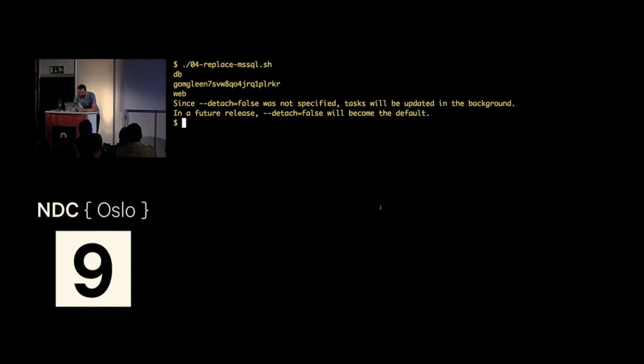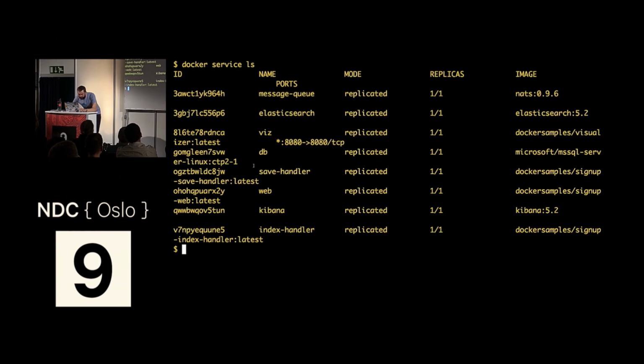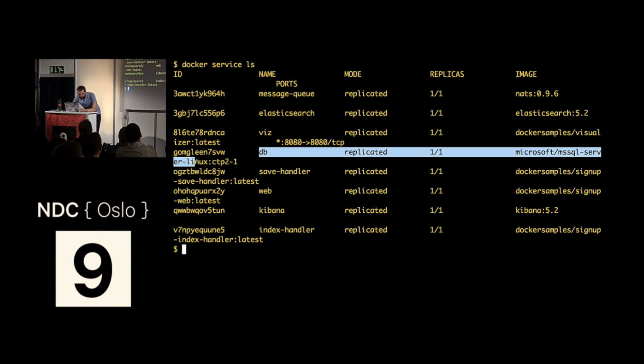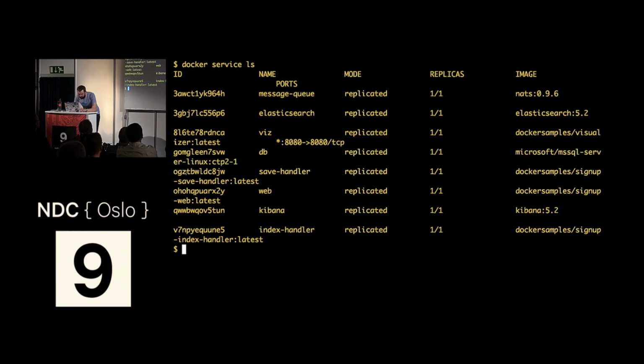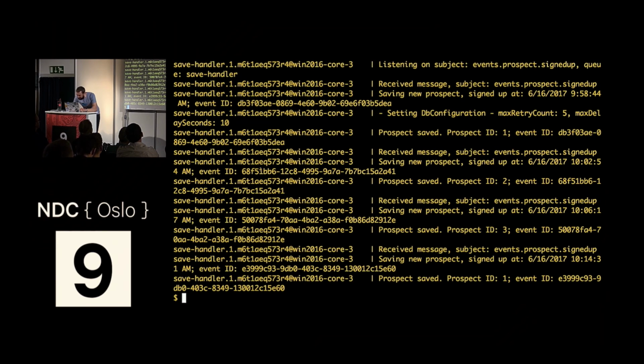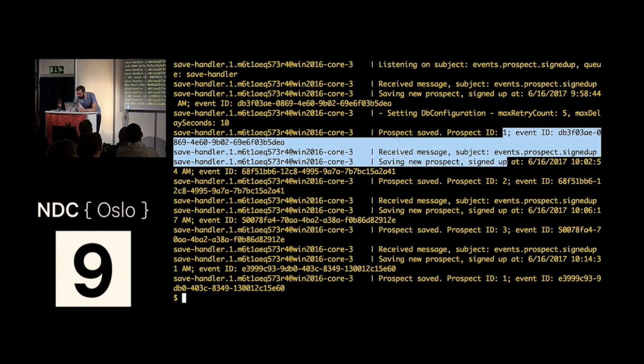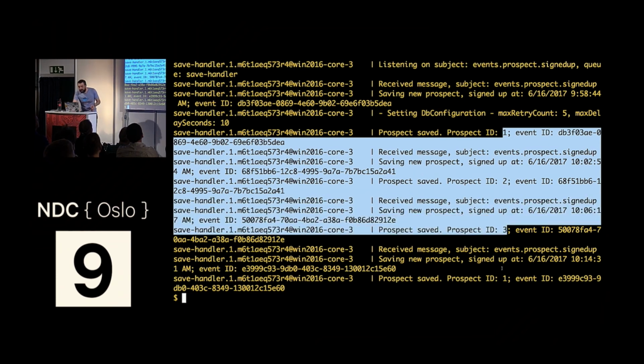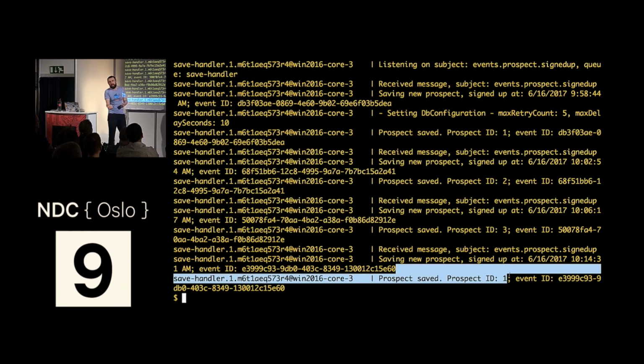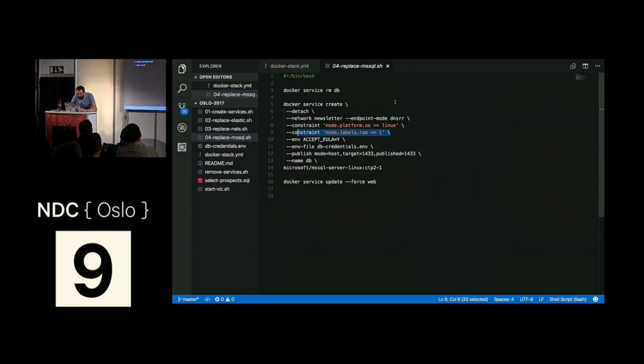So how can I show that that is definitely in Linux? Well, let's have a look here. If I look at all my services, I can see I've got my database now, which is running on SQL Server Linux CTP2. And if I look at my save handler, which is called OGS, with docker service logs OGS, then I will see my incrementing IDs. This is an identity column for my prospect ID. It goes 1, 2, 3, and then it goes back to 1 because it's hit a completely new database, so it's a new prospect.